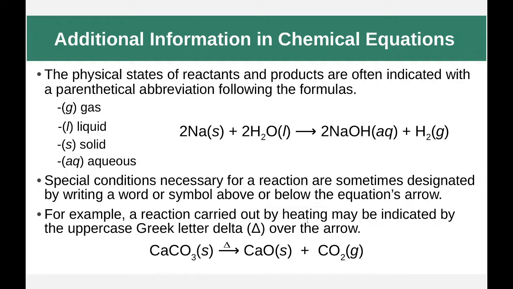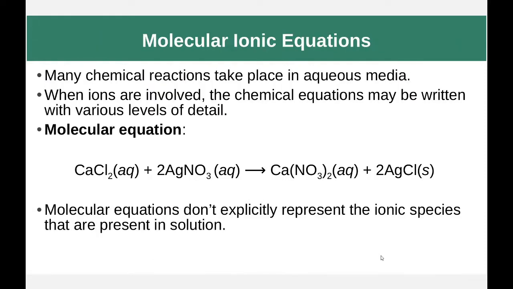A lot of other times we may indicate something about the conditions by putting something over or under the arrow. Sometimes there'll be different reagents or catalysts listed underneath it. A common one you'll see is this delta here, or delta H, indicating that it was heated or stirred. Energy was added to the reaction for it to take place.